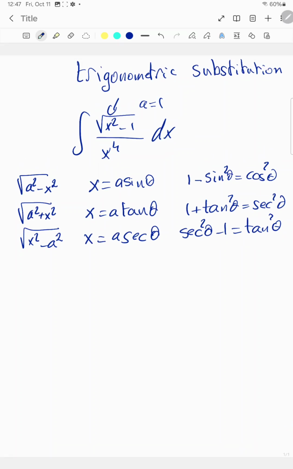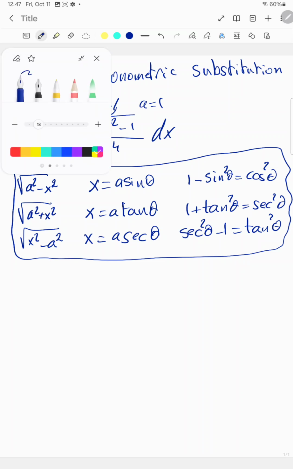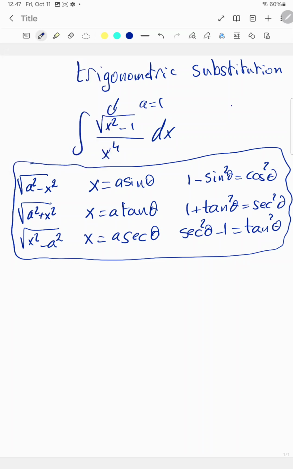So this is like the formula. I just put it here for you to understand what I am doing later on. And now we're going to start by solving the problem. I will erase this.